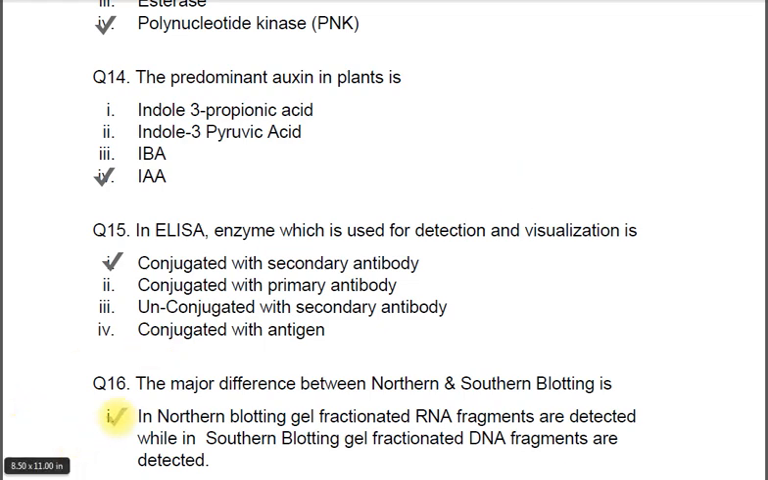Northern blotting is used for the detection of the gel fractionated RNA, while southern is used for the detection of the gel fractionated DNA fragments.